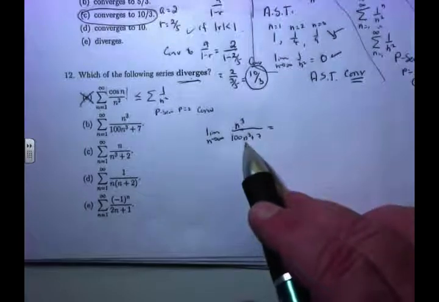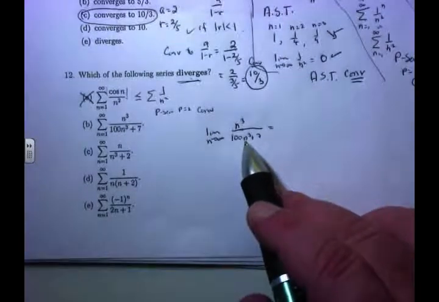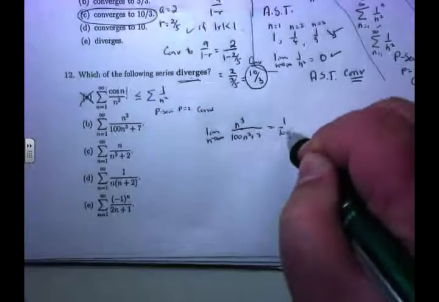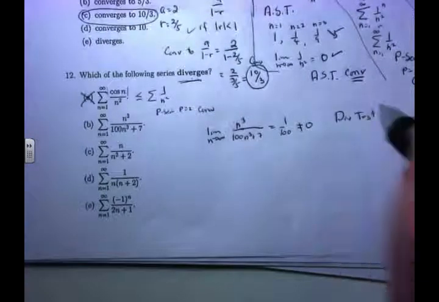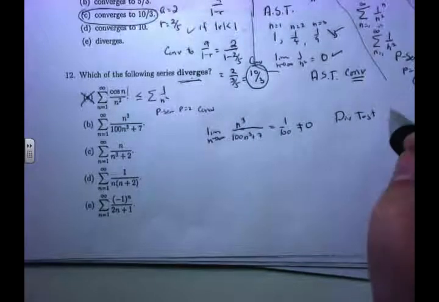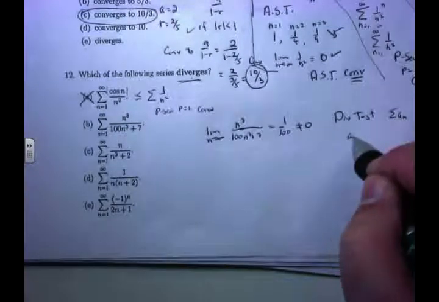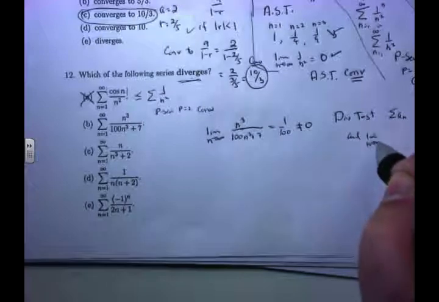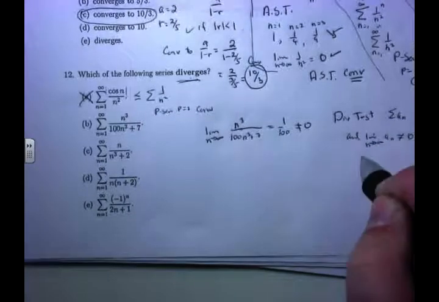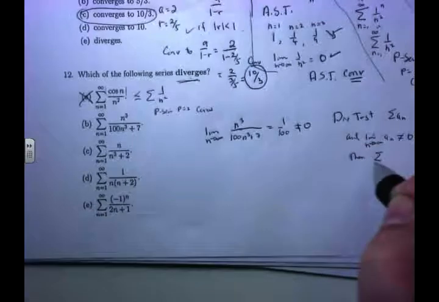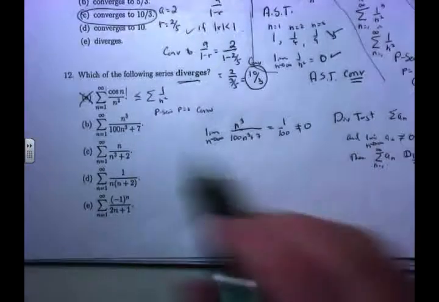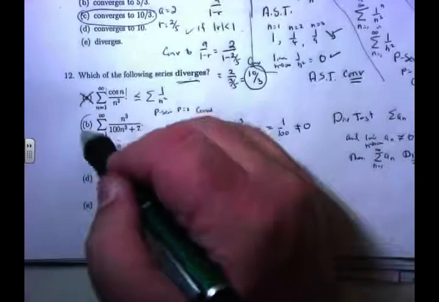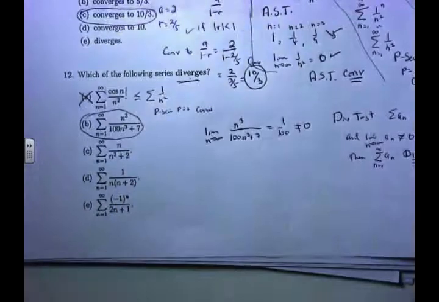What do I get here? I don't have to do L'Hopital's rule. You should see the answer. What is it? 1 over 100, which is not zero. And by the divergence test, which states that when I have a series and the limit as n approaches infinity of a n does not equal zero, then the series diverges. So this series diverges. The answer is B, by the divergence test.